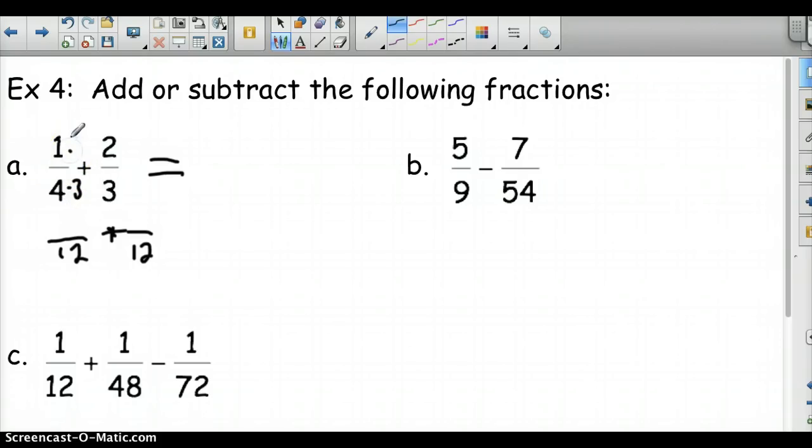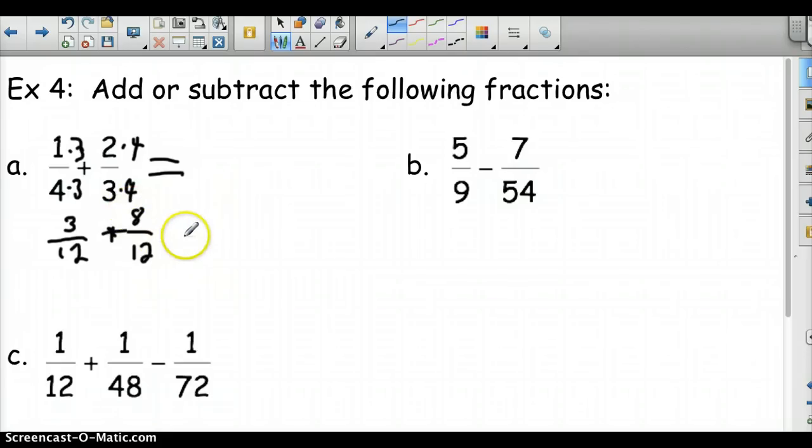Therefore, I need to multiply the top and bottom of the first fraction times 3. Well, 3 times 1 is 3. 4 times 3 is 12. That's how I get 3/12. It's the same thing as a fourth. I'll do the same thing here. I need to turn 2/3 into something over 12. Well, to get 3 to be a 12, I multiply times 4. And to make it legal, I must do the same thing on top. 2 times 4 is 8. 3 times 4 is 12.